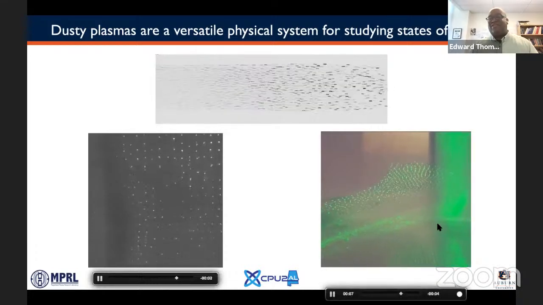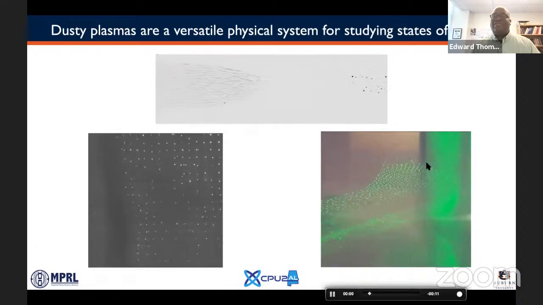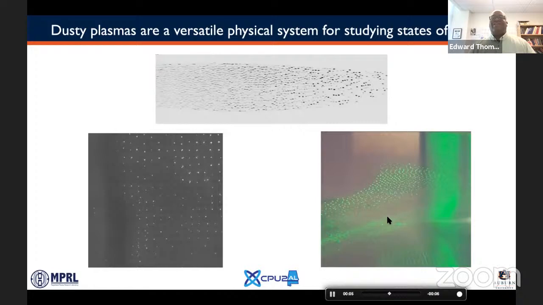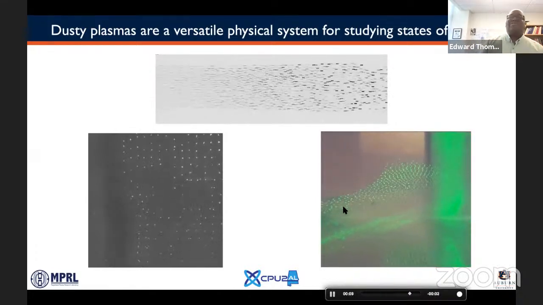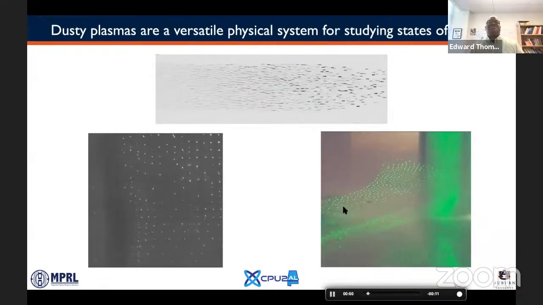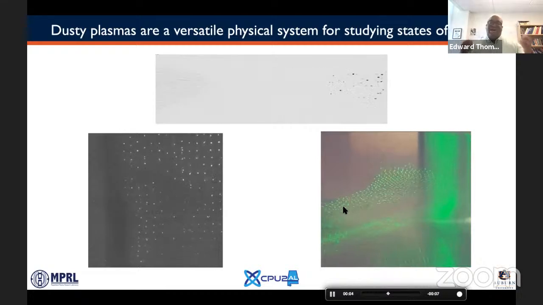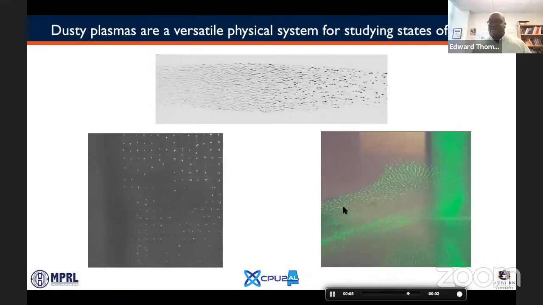And then in an experiment I didn't talk about, this is a hybrid experiment. This is one in which you see some of this self-organization in one part of the experiment, and then you also see this fluid-like behavior in the other part of a laboratory experiment. And so these dusty plasmas are really rich systems that you can use for studying not just the plasma, but also studying other states of matter.